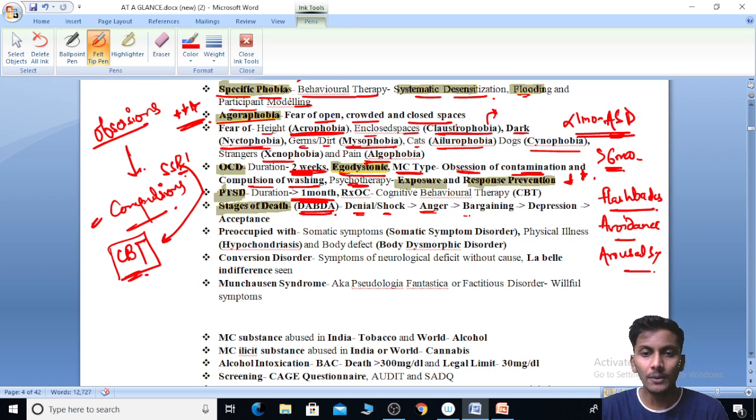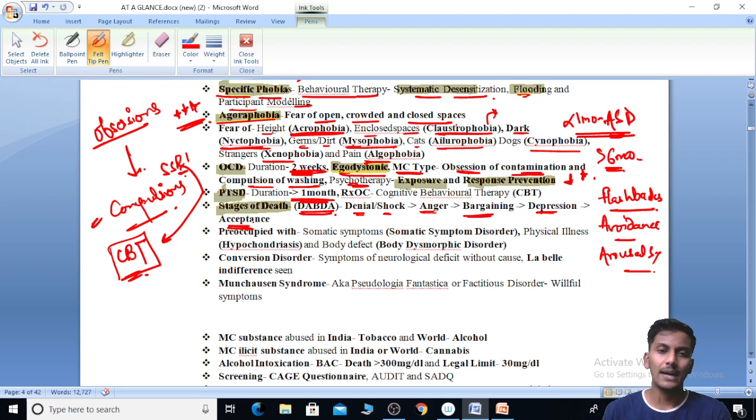Next, B goes for bargaining. Then you will try to bargain. Nahi nahi, aisa nahi hua hai, wo wapas aayega. The person would come back, he has not left us. So that is bargaining. Next, D goes for depression. Then the person goes into depression. And last, A goes for acceptance. Over a period of time, the person accepts that this person is not among us, and finally accepts this fact.